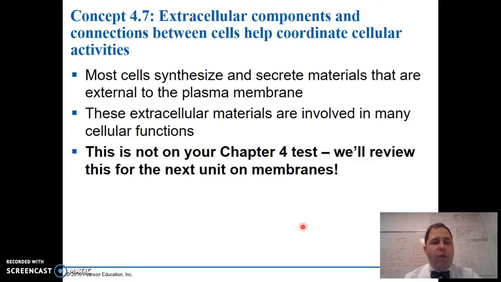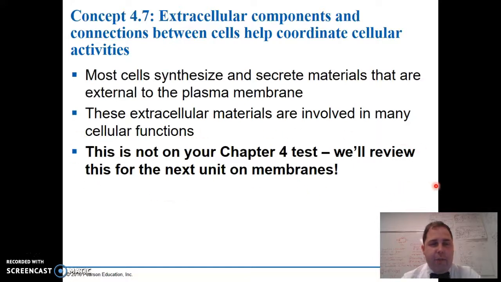So that is all I want to talk to you guys about cells. So concept 4.7 is about extracellular components and connections between cells to coordinate activities. I'm going to save that for the next unit, chapter 5, when we talk about the membrane, because I think it'll make a little more sense to you when you understand the membrane a little better. So importantly for you, 4.7 is not going to be on your chapter 4 test.